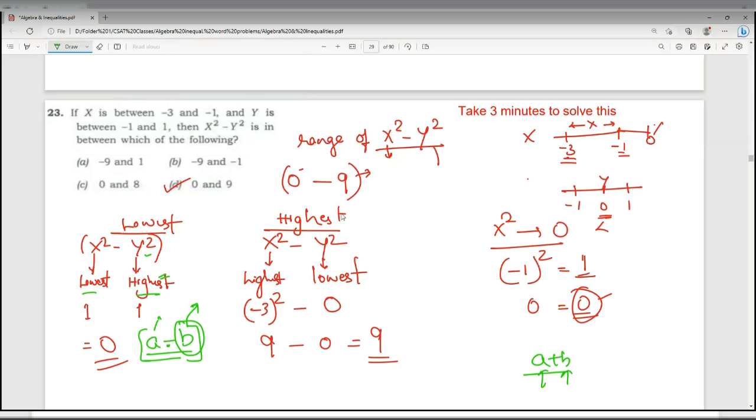And for the lowest value that x square can attain: x ranges between -3 and -1, so the lowest that it can attain is at -1, and -1 whole square is 1. So 1 minus 1 is 0. I hope this is clear. If you still have any doubt, please ask. Is it clear? LKR?